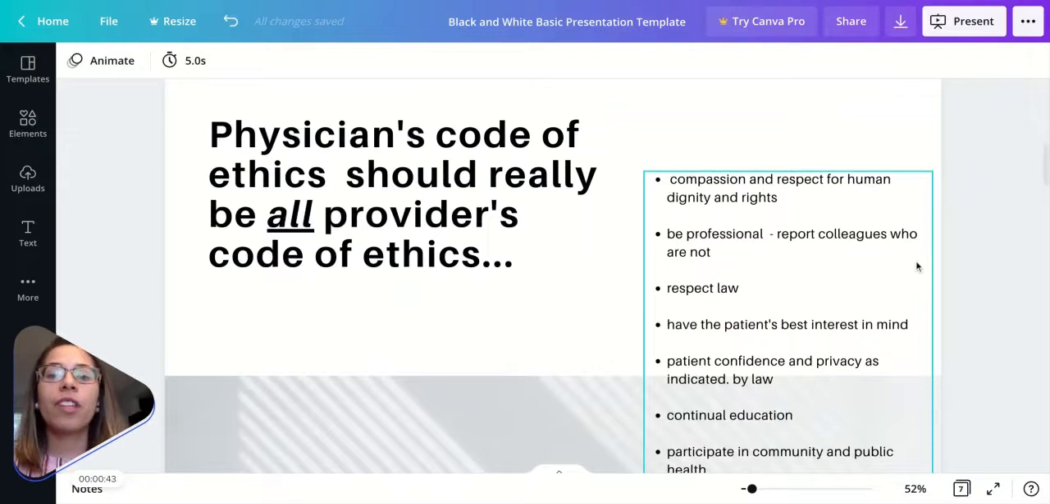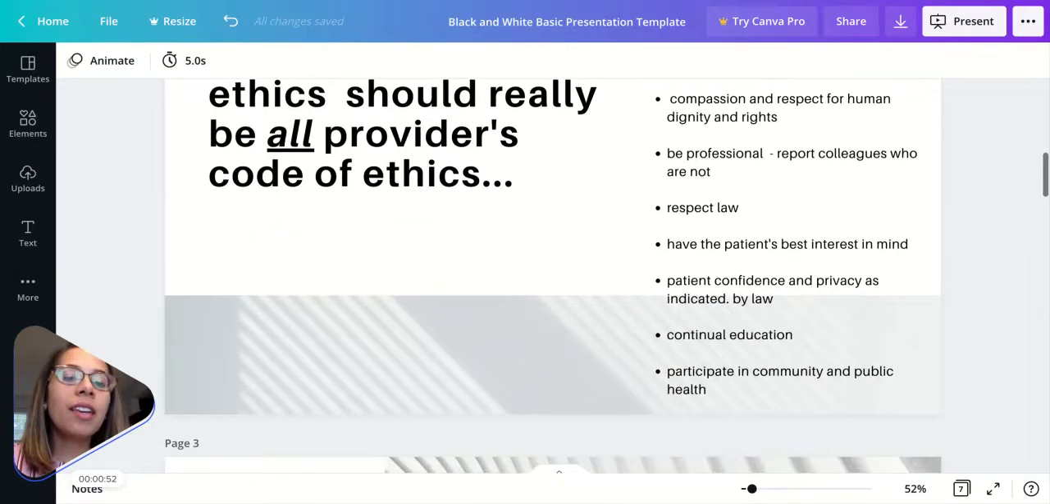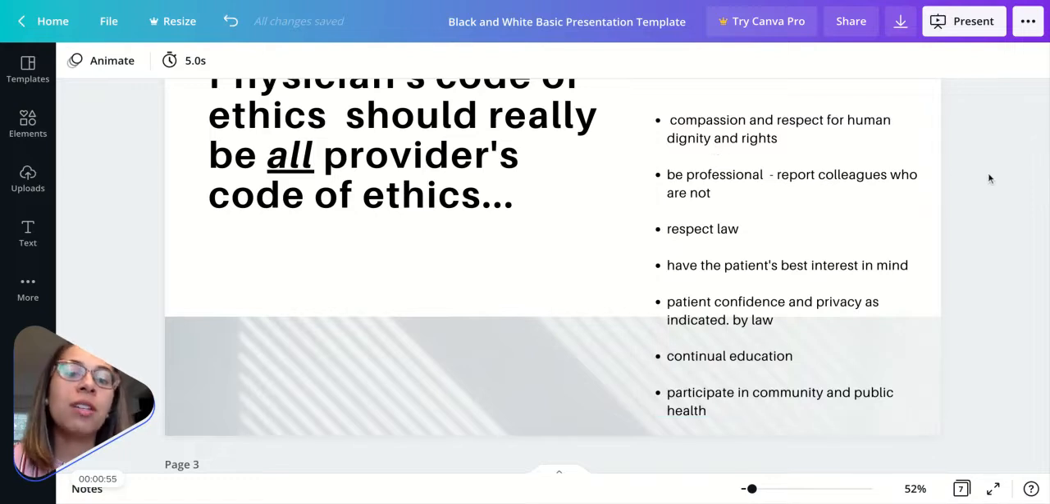So let's get started. We open up this week's reading with Physicians' Code of Ethics, which really should be a code of ethics for all providers in healthcare. Things like compassion and respect for human dignity and rights, respecting the law, continual education, the importance of community health and participating in public health initiatives, having the patient's best interest in mind, patient confidentiality, and professionalism. All of these are things that apply to really everybody who is a participant in providing healthcare to patients.